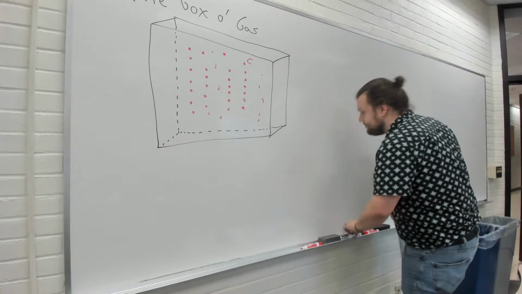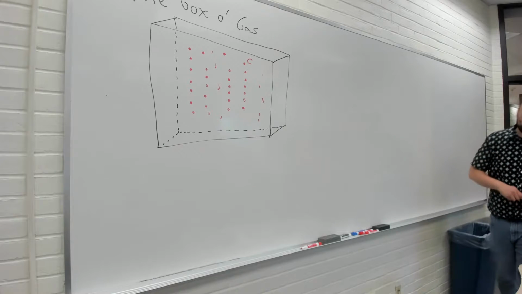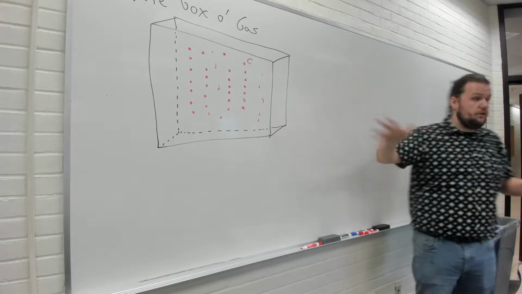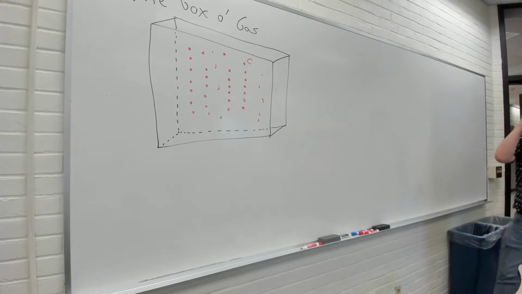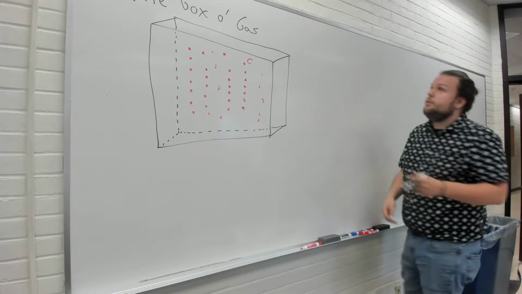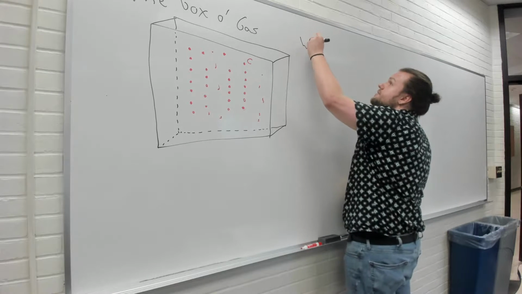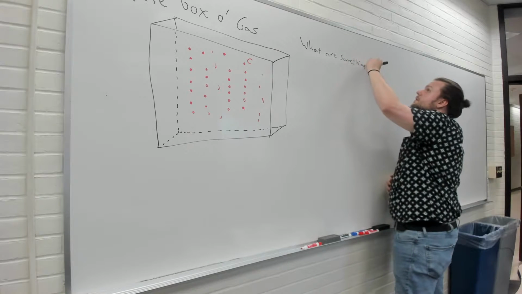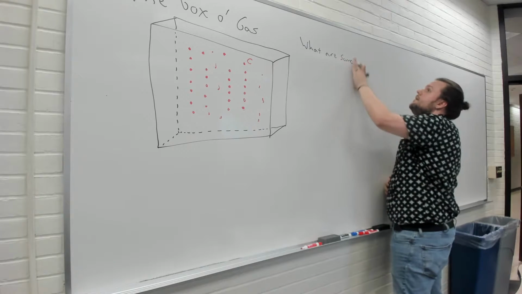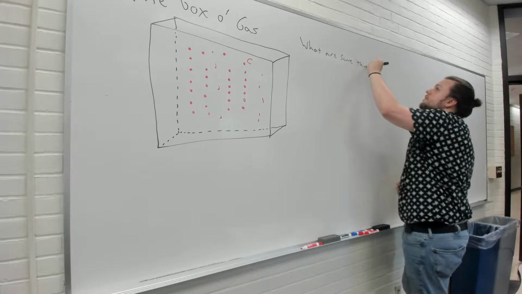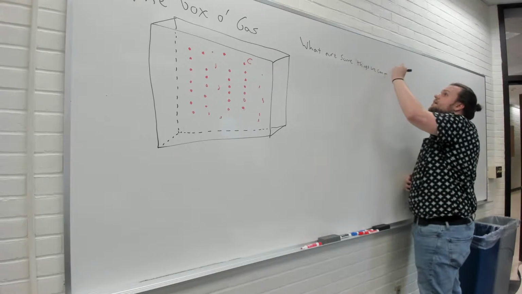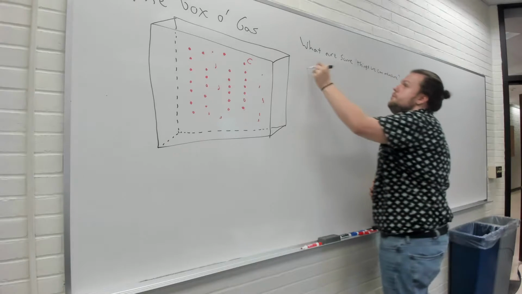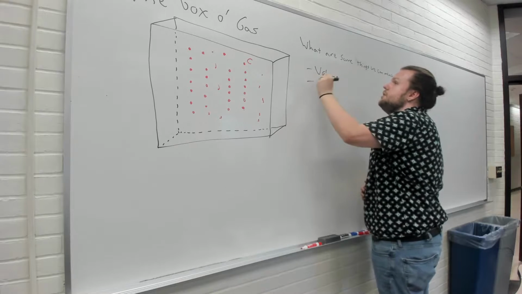Let's have a quick brainstorm session. Imagine that you're in lab and you're given this box and told it has some number of carbon atoms in it, and not told anything other than that. What are some things we can measure about the box? Volume. All right, the volume. Temperature, we'll come back to that. Pressure. So we have volume, temperature, pressure.